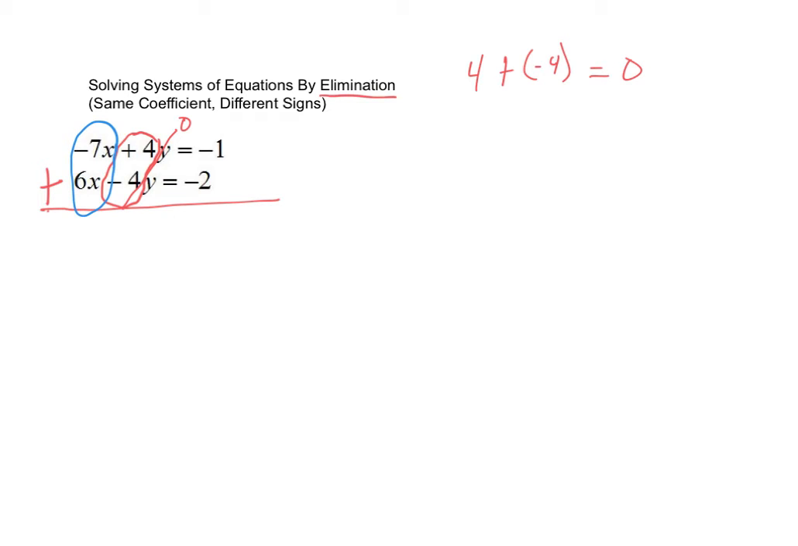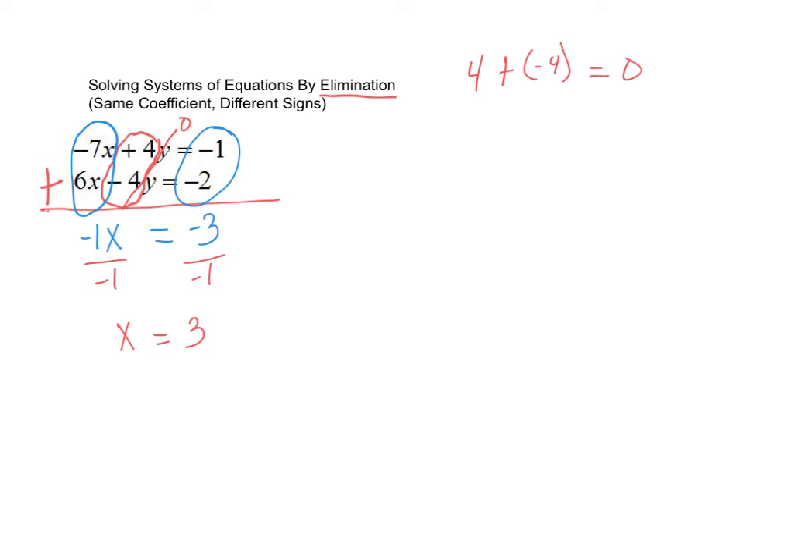So negative 7 plus 6 is negative 1x. Bring down the equal. Negative 1 plus negative 2 is equal to negative 3. And then you just want to solve for your variable. So I'm going to divide both sides by negative 1, which tells me x is equal to 3.